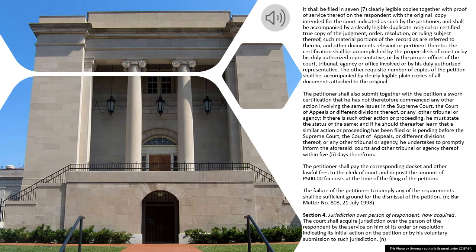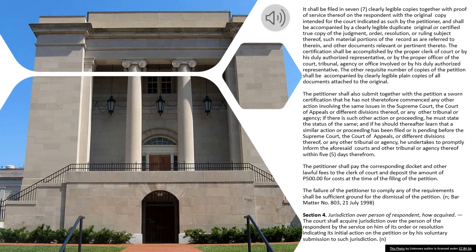If there is such other action or proceeding, he must state the status of the same, and if he should thereafter learn that a similar action or proceeding has been filed or is pending before the Supreme Court, the Court of Appeals, or different divisions thereof, or any other tribunal or agency, he undertakes to promptly inform the aforesaid courts and other tribunal or agency thereof within 5 days therefrom.